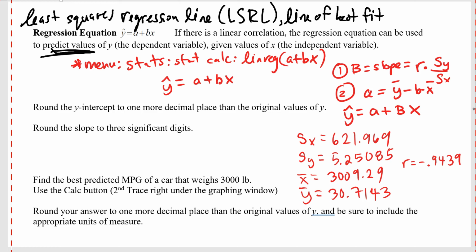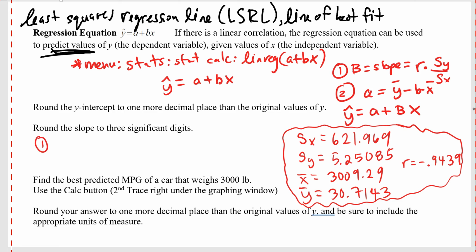And then we get the equation. So what I did is I actually ran 2-Var Stats, but you don't need to stress about that. That's something we've done before. But these are the statistics from that list of data. From that, how would I come up with this equation? Well, 1, I would take Sy, 5.25085, divided by Sx, 621.969. Now, if there was a perfect linear relationship, this would be our slope. We would be done, right? We would be in a perfect situation, but we need to factor in the r, so we multiply that times r, negative 0.9439.